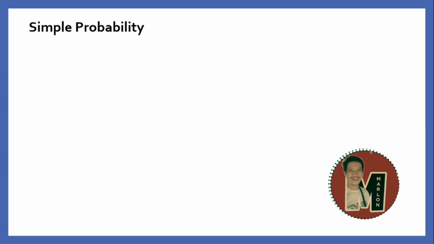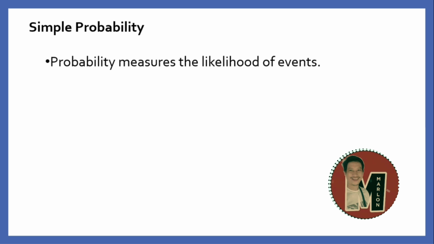Simple probability. Probability measures the likelihood of events. Probability is the chance of an event occurring, expressed as a number between 0 and 1. For example, the probability of rolling a 3 on a 6-sided die is 1/6.